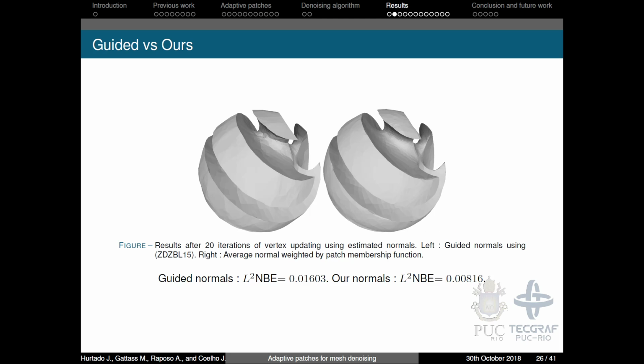Then we compare the average normal of our patches with the average normal of the patches proposed in this work, and we obtained a lower normal error than the normal proposed in this work. In fact, we have the error obtained by them.